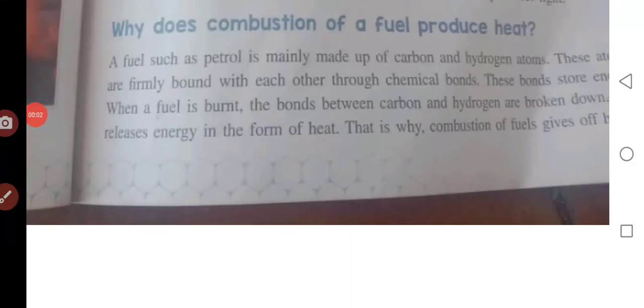Now we are discussing this. Why does combustion of a fuel produce heat? எதுக்கா combustion ஆனாலே fuel produce பண்ணணும் heat? What is the reason? We know that all the fuels are made up of hydrogen and carbon atoms.